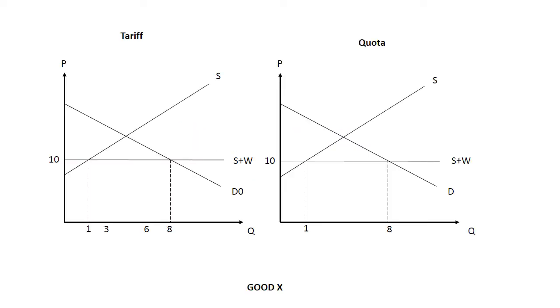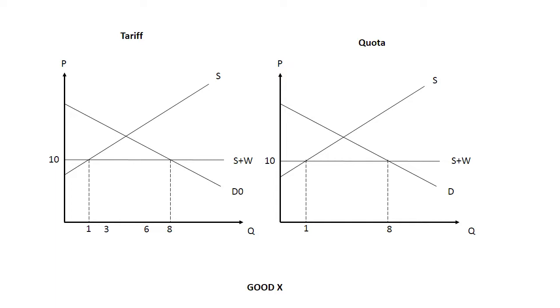Tariff is on your left and quota is on your right. In this case, suppose that the country imports good X from another country and the world price is equal to 10. S plus W includes the domestic quantity supplied and also the number of imports.